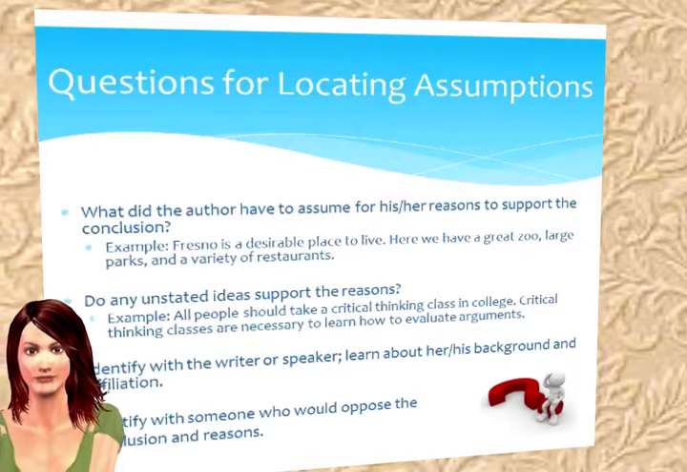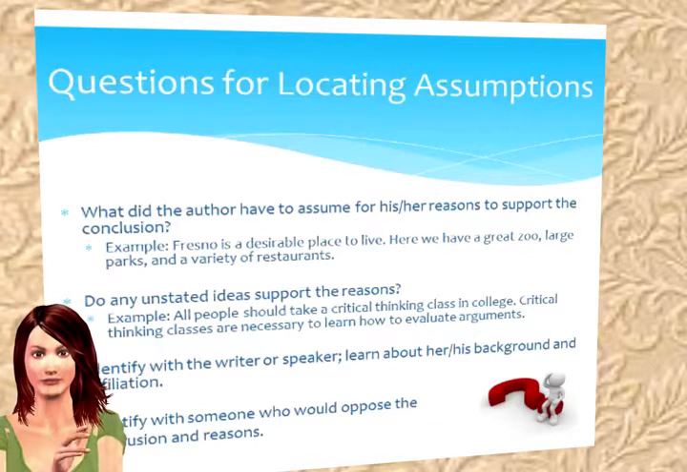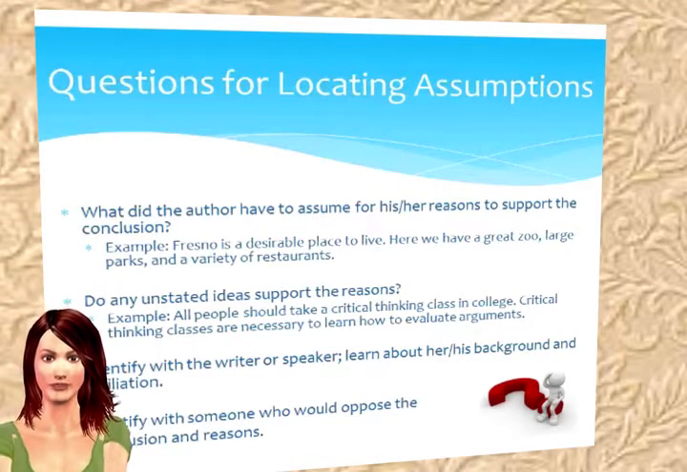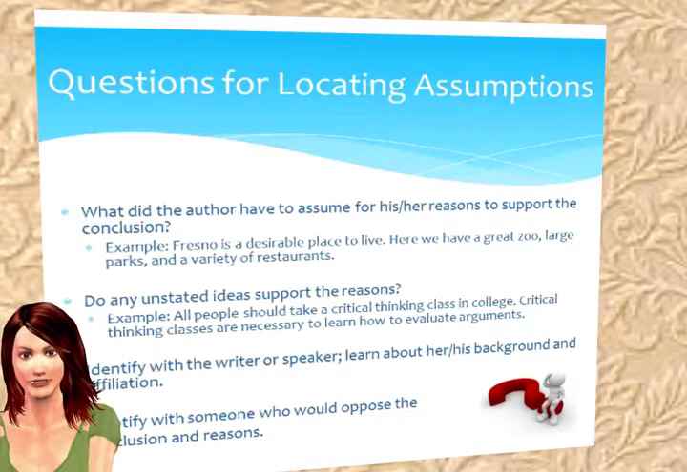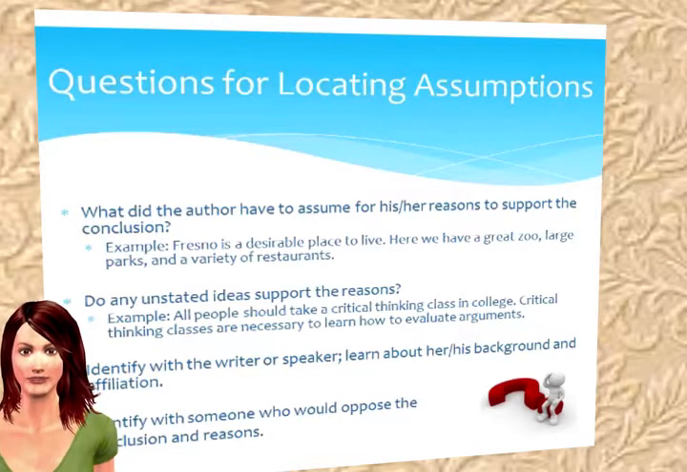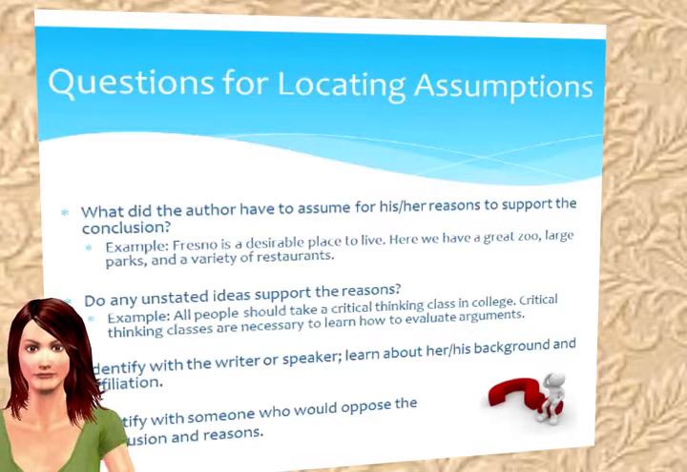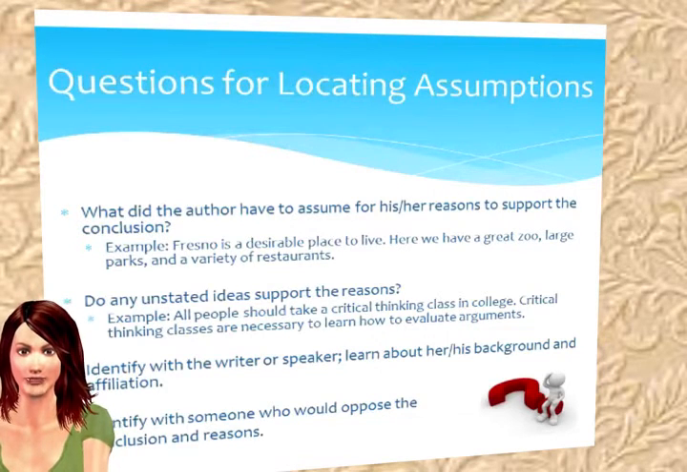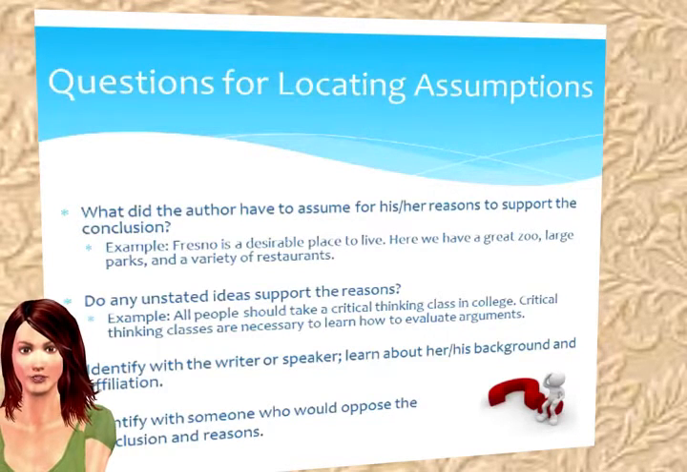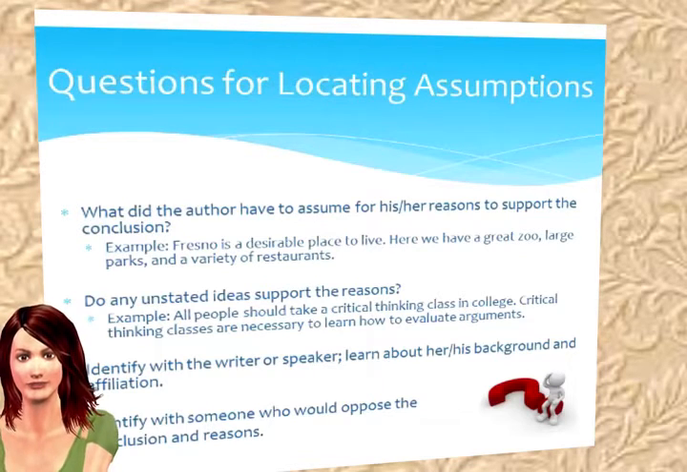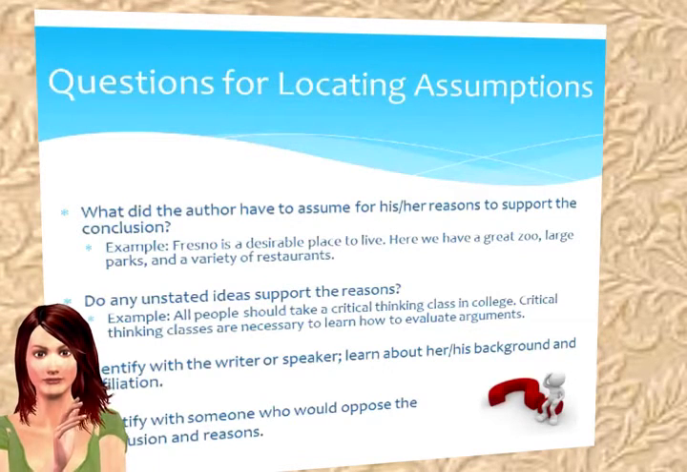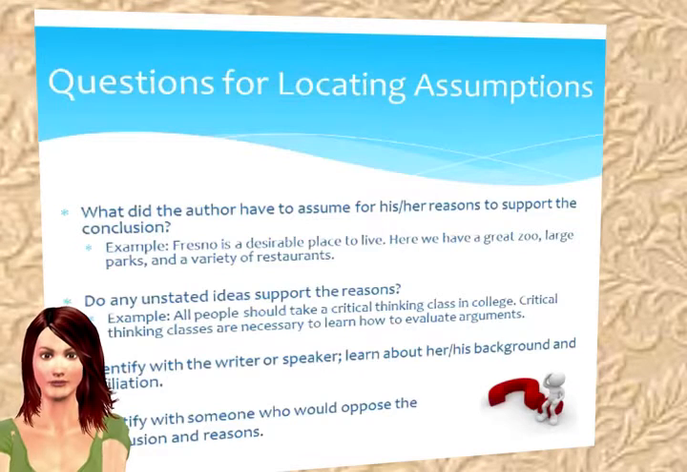So here's an example. Fresno is a desirable place to live. That would be the author's conclusion in this case. Here we have a great zoo, large parks, and a variety of restaurants. So here the author has offered us 3 reasons for why we should accept the conclusion that Fresno is a desirable place to live. But what is the assumption here?